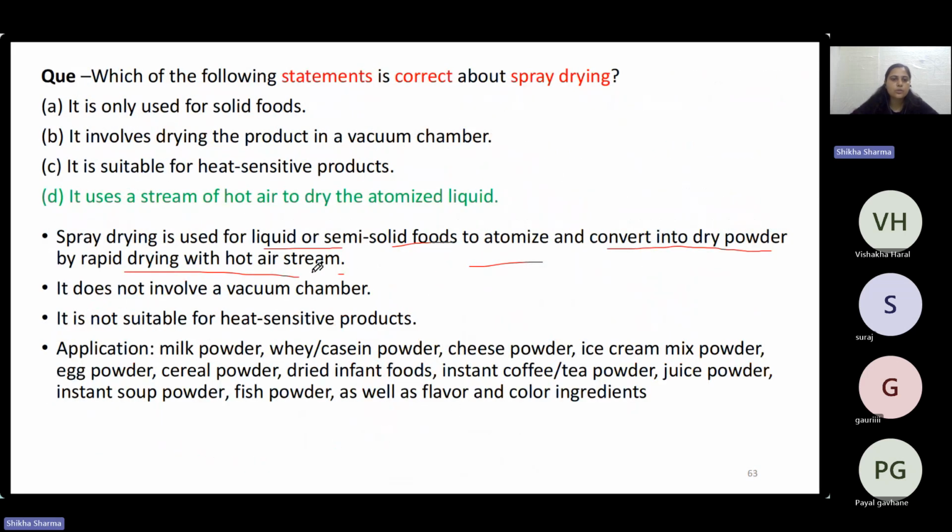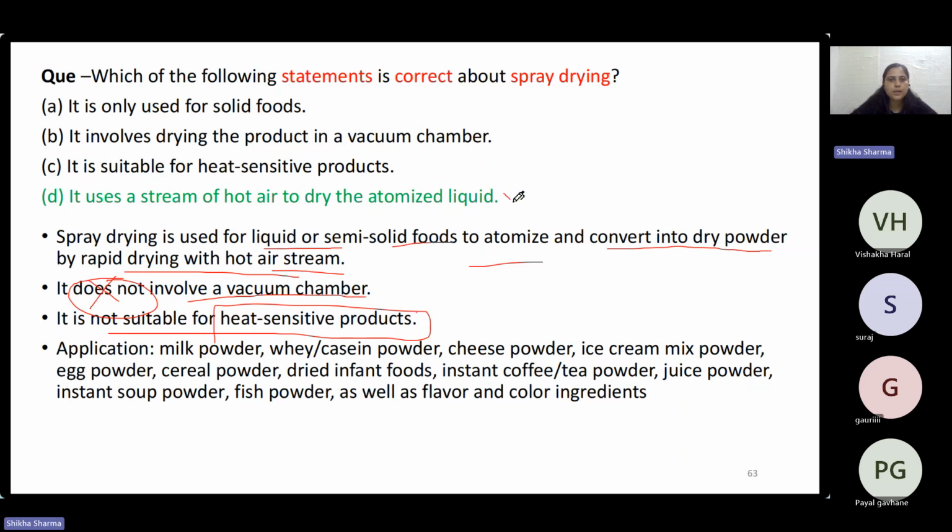Like this is the process of spray drying. Okay, so it involves basically a vacuum chamber. Sorry, it does not involve a vacuum chamber because normally air is supplied, so no vacuum is required. And then it is not suitable for heat sensitive products. If the product is heat sensitive, spray drying is not preferred.